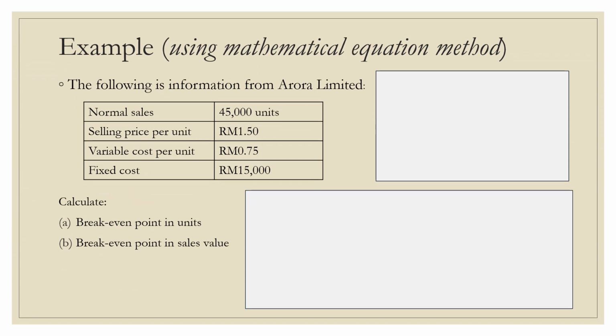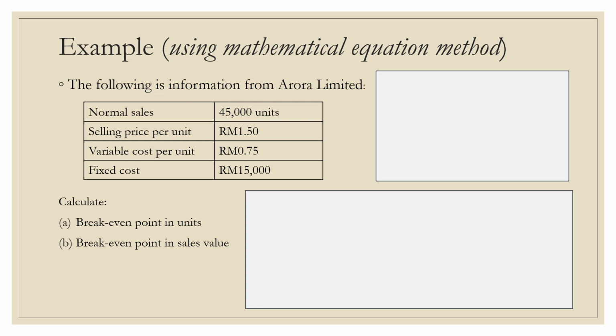Let me show you this example. The following is information from Aurora Limited. Normal sales is 45,000 units, selling price per unit is 1 ringgit 50 cents, variable cost per unit is 75 cents, and fixed cost is 15,000. So now let me calculate the break-even point in units.